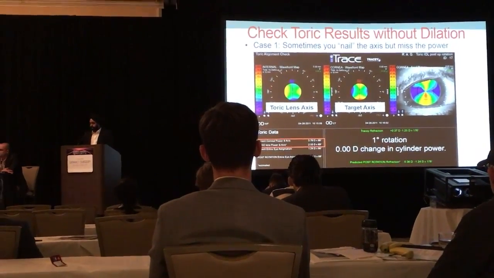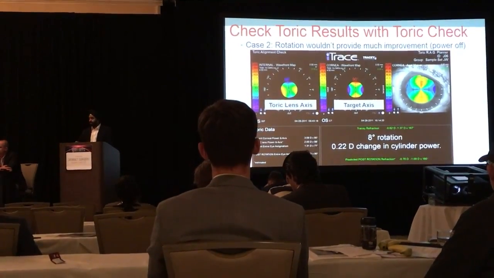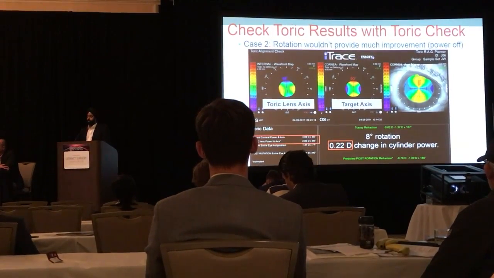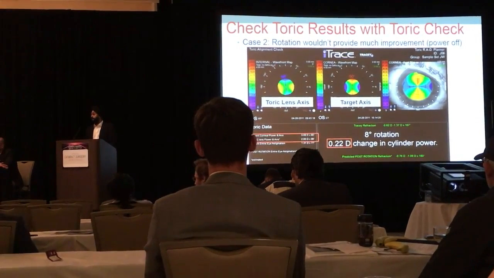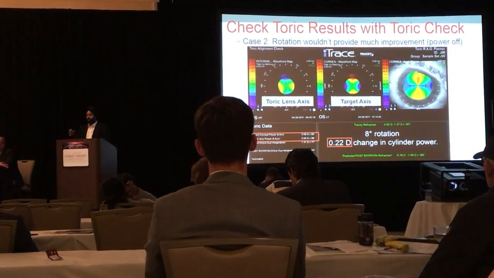Here's another patient where you have about an 8-degree rotation issue. But even if you rotate, it's telling you you're only going to get about a quarter diopter of help. So this is another patient where you're off with your power. This is not a patient where you go back and rotate. This may be someone you need to do an LRI or some type of refractive enhancement. So it's important for those issues when you're planning what to do.